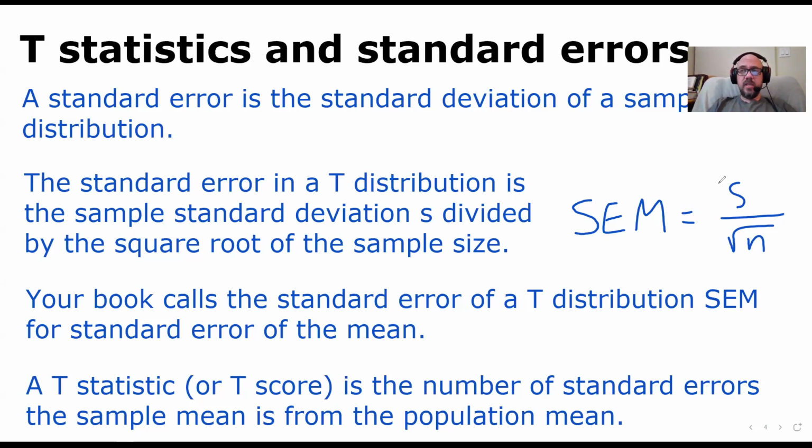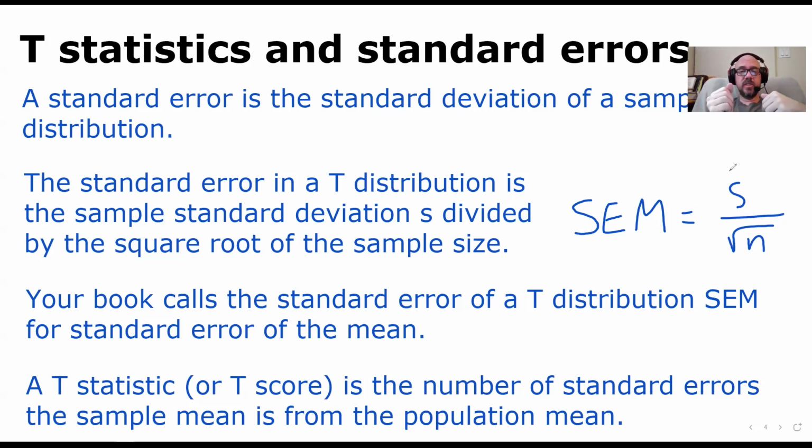Notice that this is the exact same thing that we got from the central limit theorem, where it was sigma over root n, except sigma is replaced with s, which is the sample standard deviation instead of the population standard deviation. So this is the way that T distributions are useful to us. We don't need to know sigma in order to know what the standard error of the sampling distribution is.